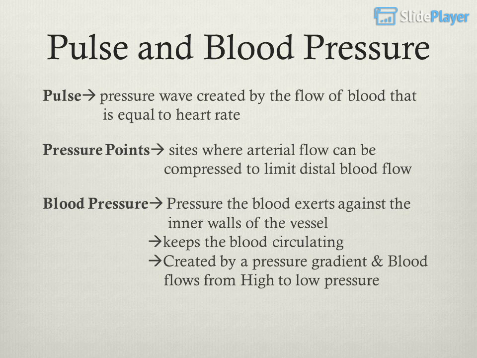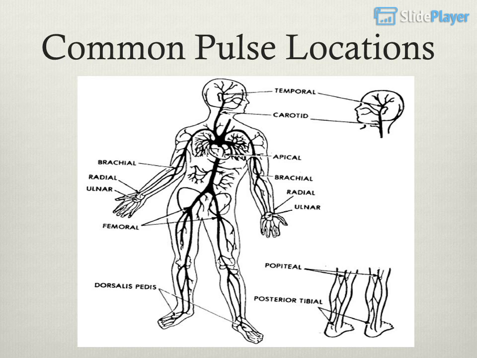Pulse and blood pressure. Pulse, pressure wave created by the flow of blood that is equal to heart rate. Pressure points, sites where arterial flow can be compressed to limit distal blood flow. Blood pressure, pressure the blood exerts against the inner walls of the vessel, keeps the blood circulating, created by a pressure gradient, and blood flows from high to low pressure. Common pulse locations.